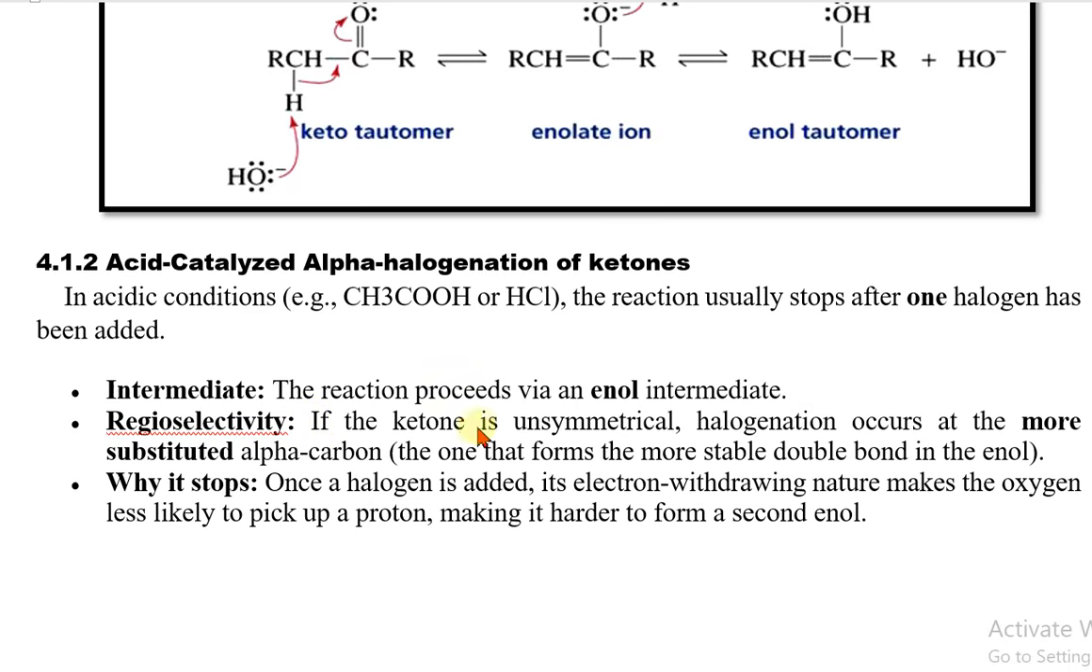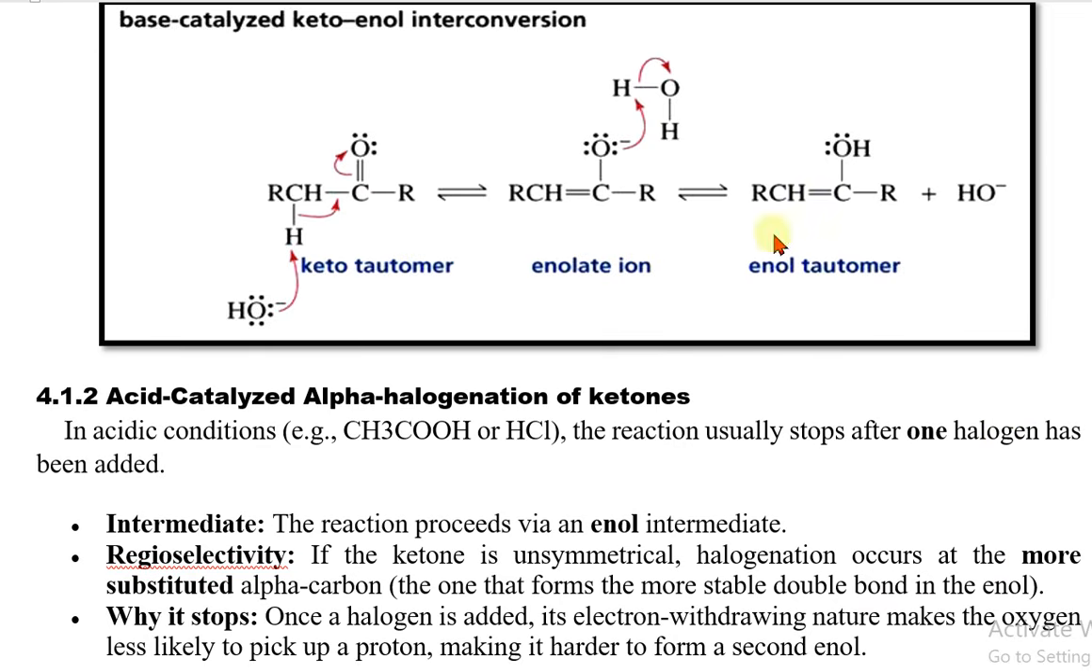Regioselectivity: if the ketone is asymmetrical, halogenation occurs at the more substituted alpha carbon. Again, if the ketone is unsymmetrical, the halogenation will occur at the more substituted alpha carbon, the one that forms the more stable double bond in the enol. As we know, in the enol alkene, when the number of R groups increases, the stability of the enol and of the double bond formed increases.